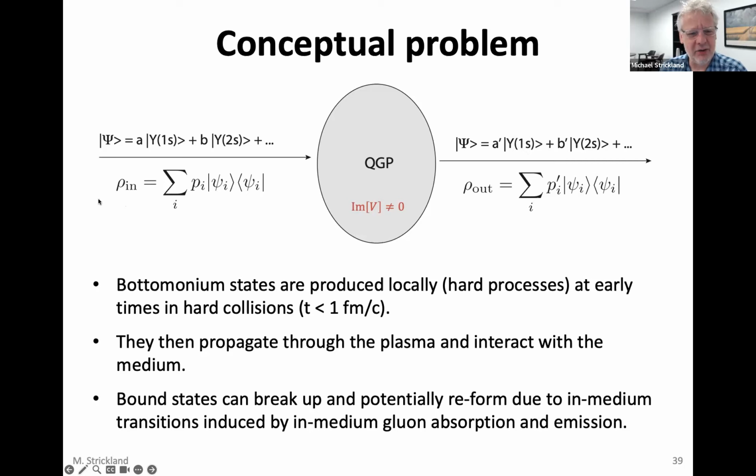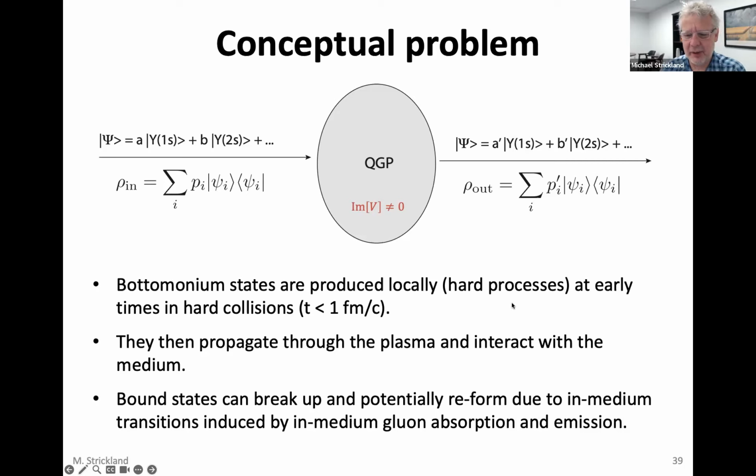I can also couch this in the language of the density matrix, where these probabilities are simply the modulus squared of these coefficients for each of the states in this expansion. And on the outgoing side, I get some modified probabilities for being in each of these states, at least the diagonal ones.